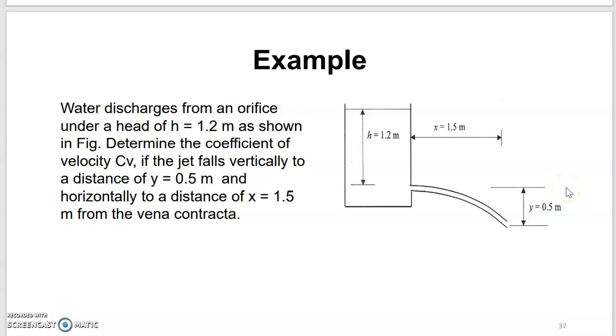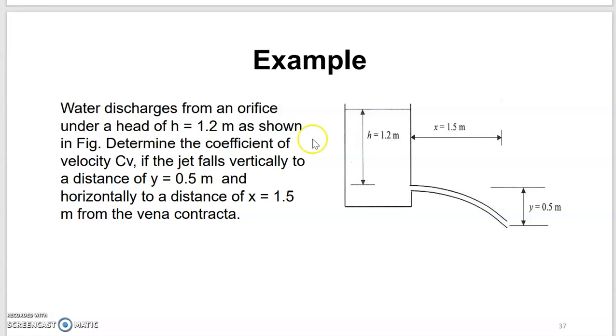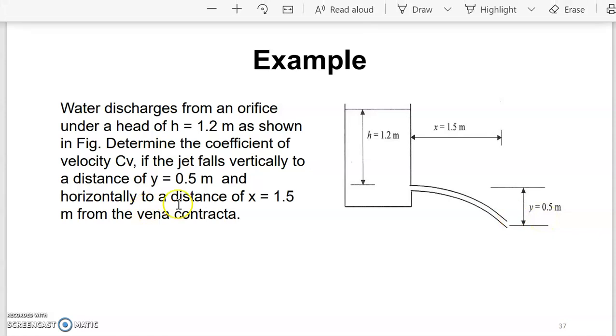Okay, so for this example, we have the water discharge from an orifice under a head of 1.2 meter. From the surface of the tank to the orifice is 1.2 meter. And then to determine the coefficient of Cv, the jet flows vertically a distance of y, 0.5 meter, and a horizontal distance of x, 1.5 meter, from the vena contracta.